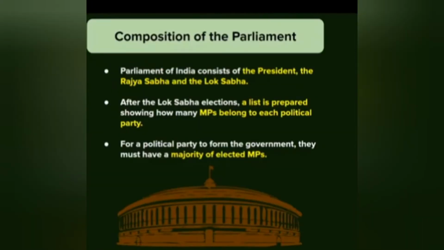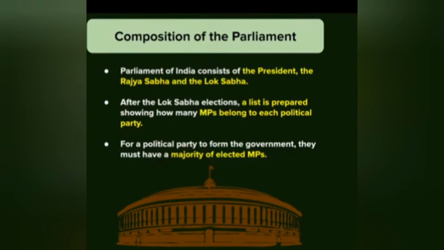Composition of the parliament. The parliament consists of the president and the two houses, that is Lok Sabha and the Rajya Sabha. So first we are going to discuss Rajya Sabha. The Rajya Sabha is the upper house of the parliament. It is also known as the Council of the States. The total strength of Rajya Sabha is limited to 250 members. 238 members are elected by the members of the states and the union territories, and the rest 12 members are distinguished personalities from various fields like literature, science, art, and social service.